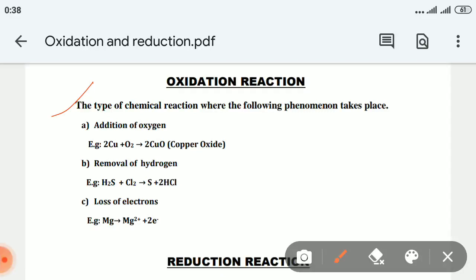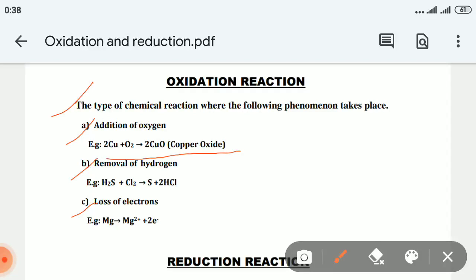So what are those phenomenon? Number A is the addition of oxygen, number B is the removal of hydrogen, and number C is the loss of electrons. So let's discuss each one by one. In the first, there is the addition of oxygen. When oxygen is getting added with copper, it is turning to copper oxide.